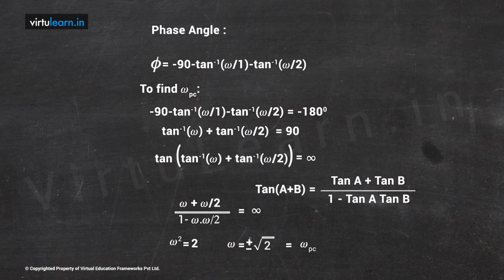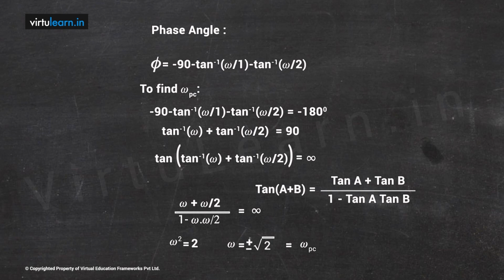First we see omega PC to find the gain margin. What is omega PC? It is the frequency at which the phase angle is equal to minus 180 degrees. The expression is available, so equate it to minus 180 degrees. We have minus 90 minus tan inverse omega minus tan inverse omega by 2 is equal to minus 180. Then you can cancel all the minus signs and take the 90 to the other side. So you have tan inverse omega plus tan inverse omega by 2 is equal to 90.